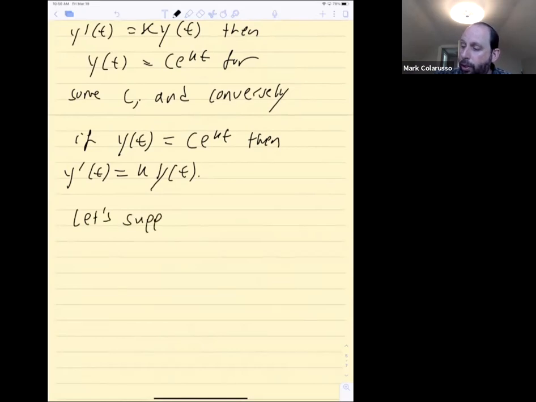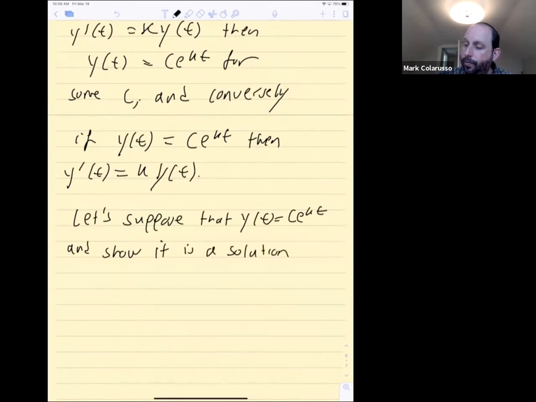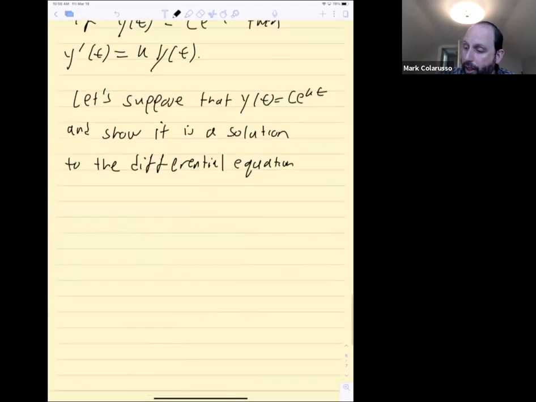So let's suppose that y of t equals c e to the kt, and show it is a solution to the differential equation. That is, y prime of t equals k times y of t.